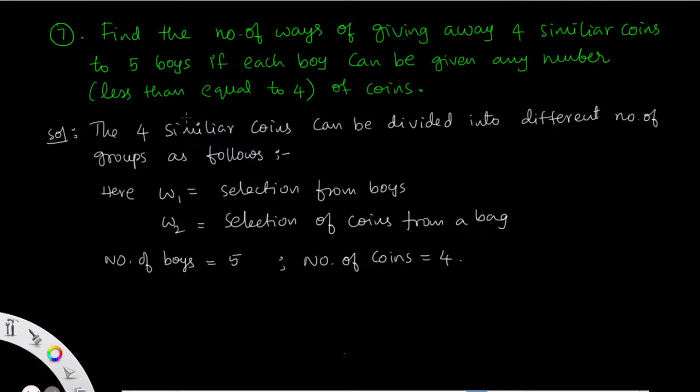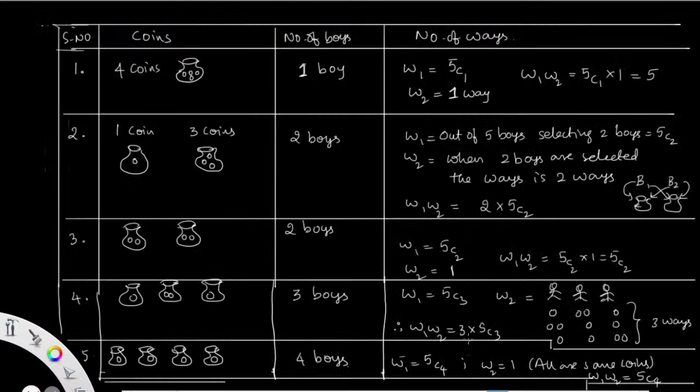So coins are fewer, boys are more. So the condition is given that each boy can be given any number of coins less than or equal to 4. So that is why we are writing here that the 4 similar coins can be divided into 2 different groups as follows. The first one, work 1, is that we are doing selection from the boys. And let us take W2 as selection of coins from a bag. Work 1 is selection from the boys and selection of the coins from a bag. Here the number of boys is 5, and the number of coins is 4. In this way I am doing the table frame.